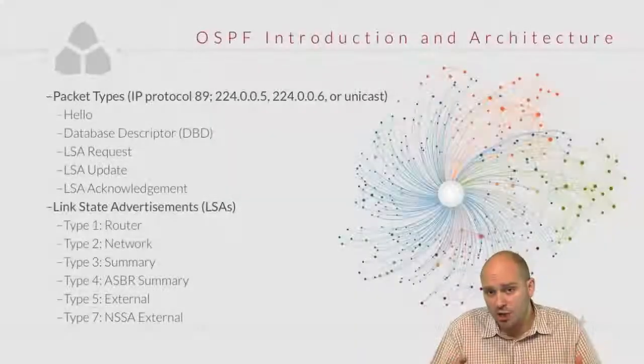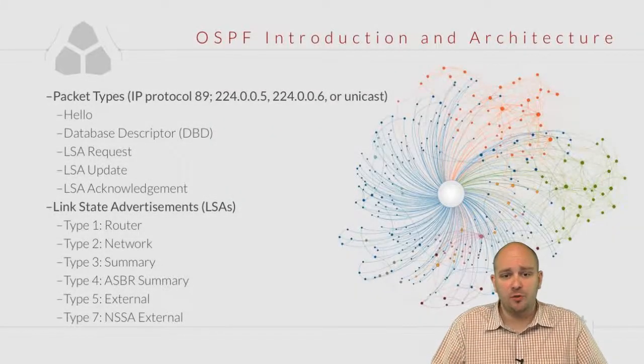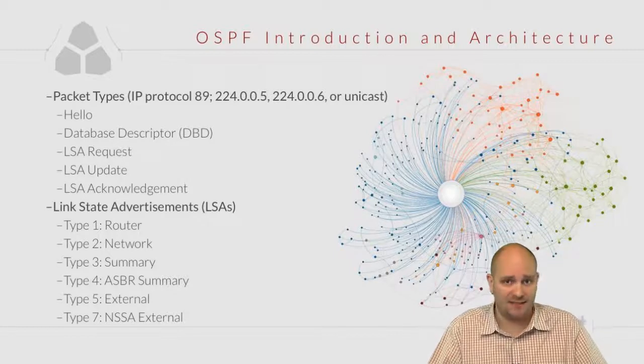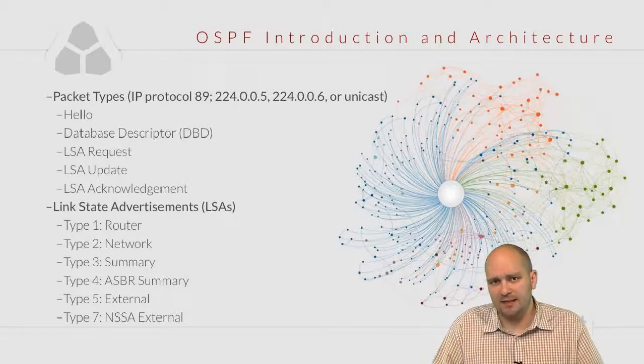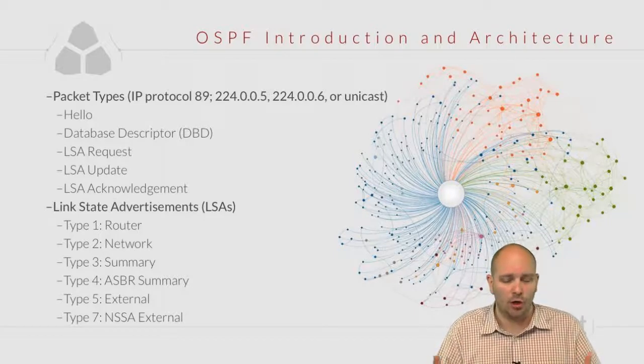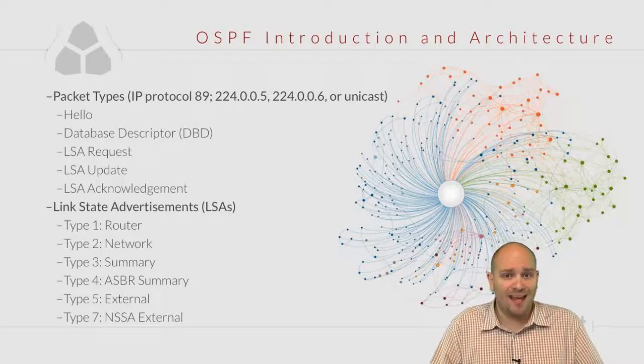In order to exchange information, OSPF uses different packet types. Now, these packet types are always sent on the local link on the network as IP protocol 89 packets.